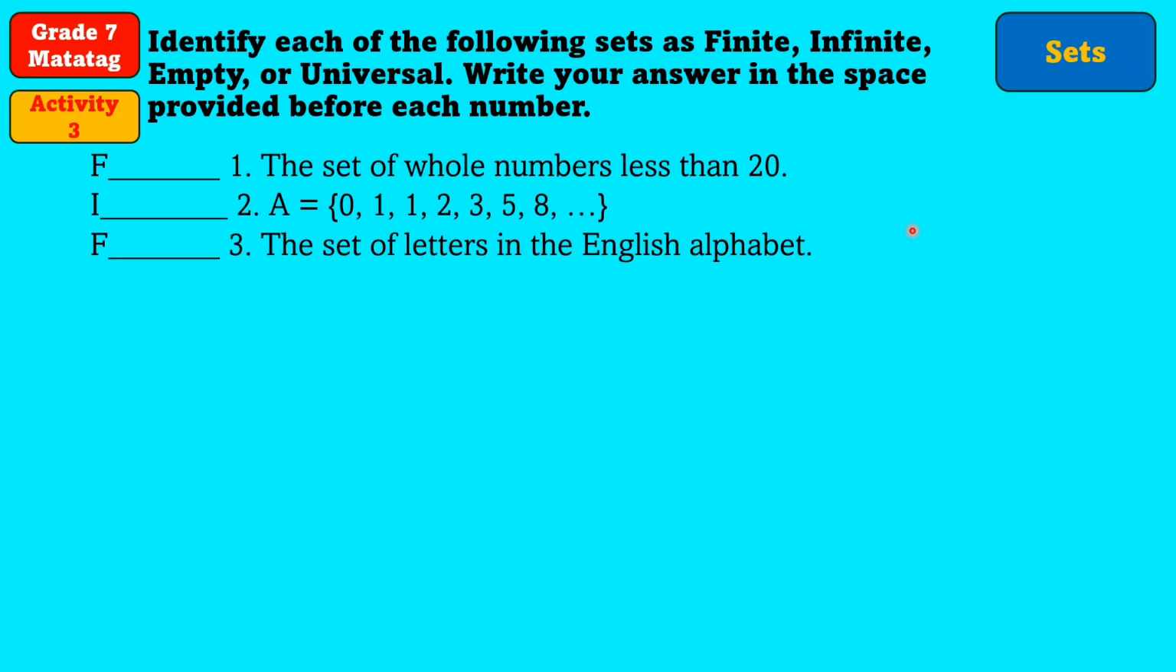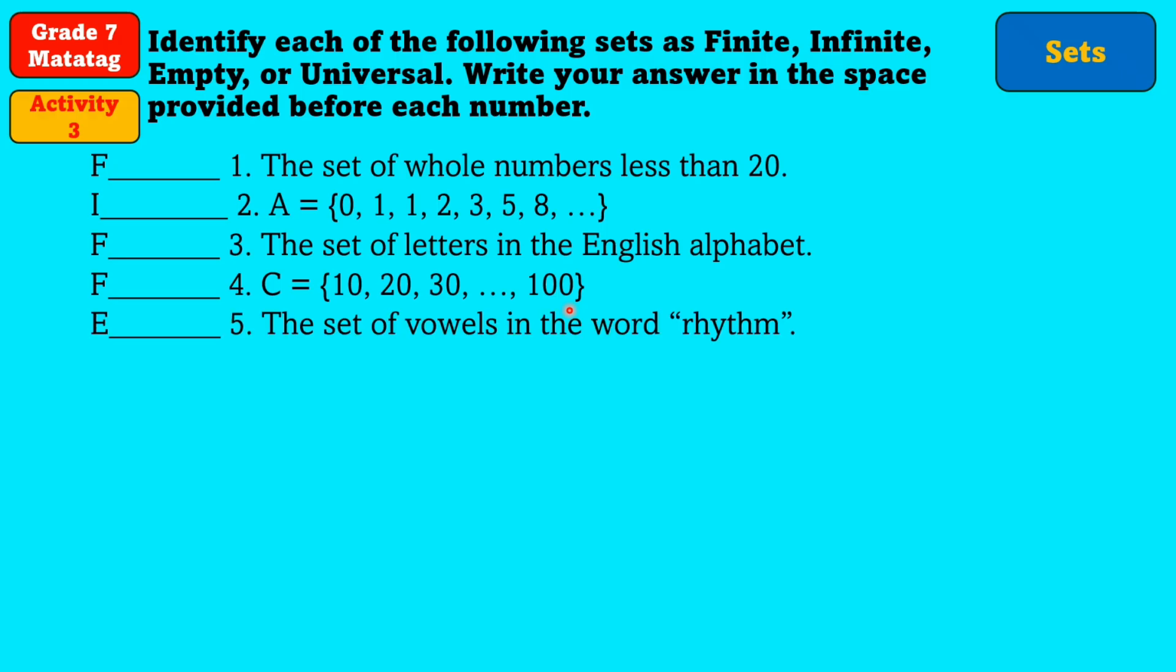Number 3, the set of letters in the English alphabet. So from vowels and consonants, there are 26 of them. It's countable. Number 4, C, although there are ellipses, it ends at 100. So there are only 10 elements: 10, 20, 30, 40, 50, 60, 70, 80, 90, 100. It's finite. Number 5, the set of vowels in the word rhythm. Is there a vowel in the word rhythm? There's none. So there are no elements at all.